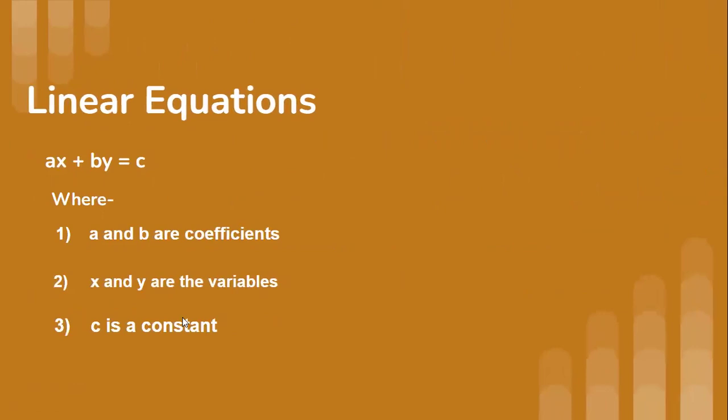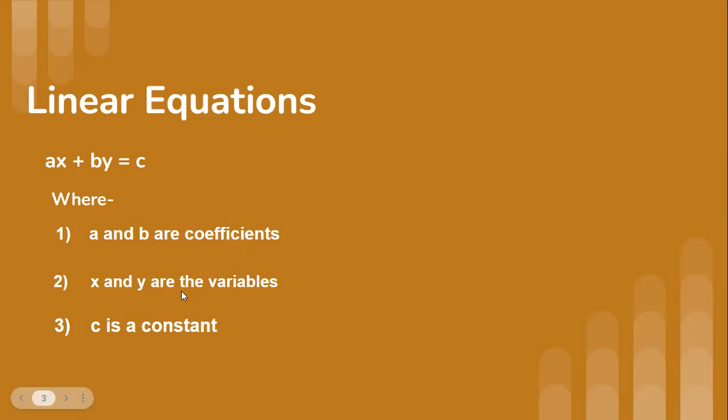So now let's explore what exactly constitutes a linear equation. A linear equation in two variables can generally be written in this form, which is ax plus by is equal to c, where A and B are coefficients, that is, they are real numbers and can be anything except 0 for the equation to remain valid. Second is X and Y are the variables. So these are the unknowns we need to solve for. And C is a constant, which is also a real number.